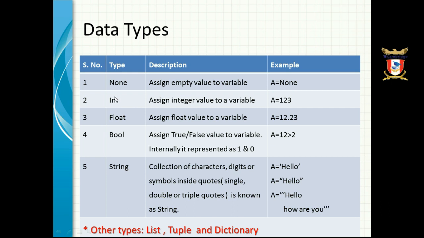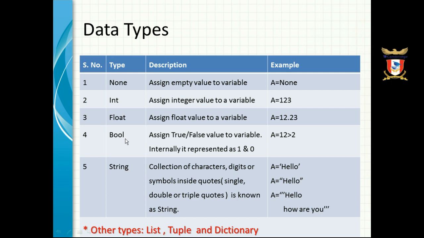Then next we have numeric data types. We have two numeric data types: one is integer, the second is float. The int data type is used to store integer values, that means a numeric value without any fractional point. And the float data type is used to store a float type of value like 12.23 or anything like that. So these two are the numeric data types available in Python.